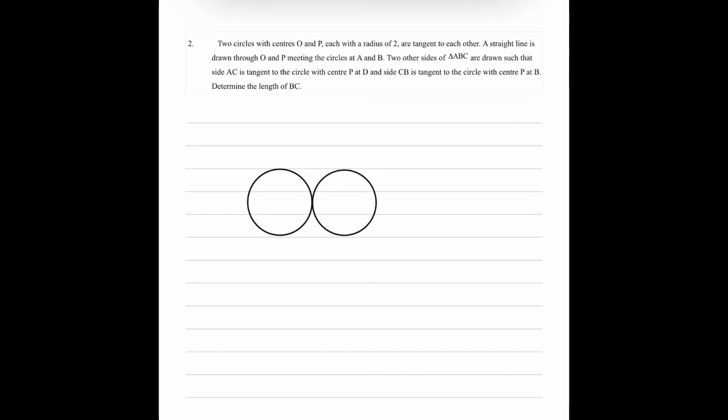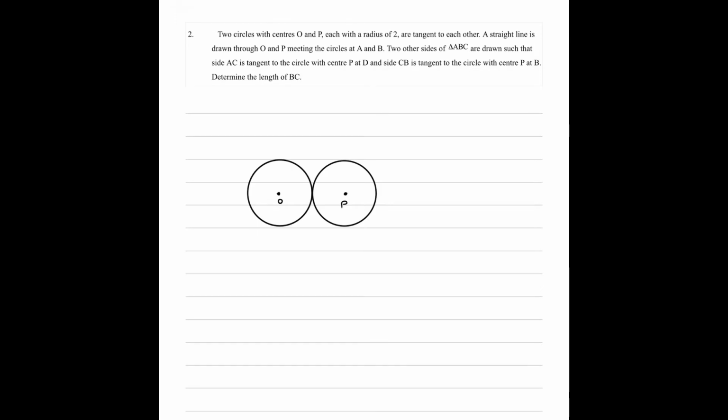So the first circle's center is O and the second one is P, each with radius of 2. A straight line is drawn through O and P, meeting the circles at A and B. Let's draw this tangent point as T and the line over here, A and B. Now let me take another color.